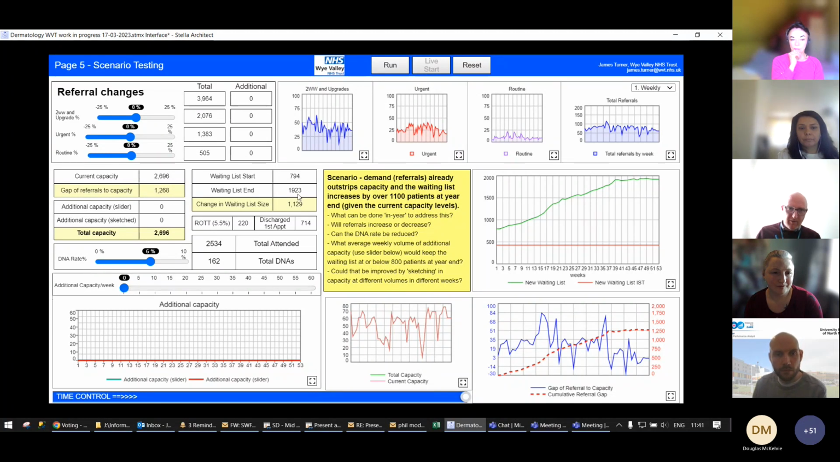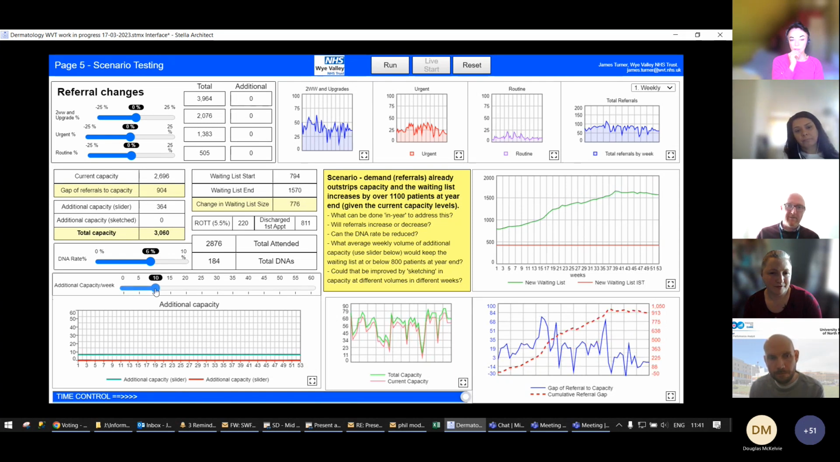Bearing in mind this gap of a waiting list size of 1,100 at year end, how much capacity do we need to maintain the start position of 794? There are two ways of approaching this. We can either put in flat capacity, if you like. We can put in an additional 10 new slots per week.